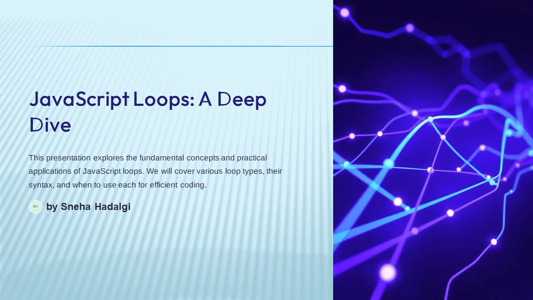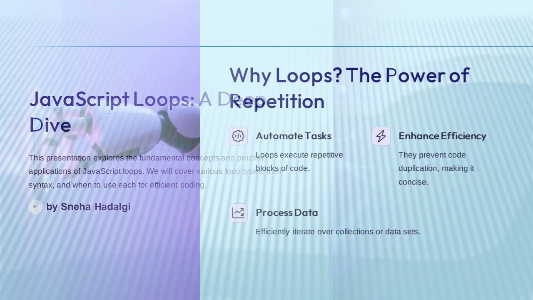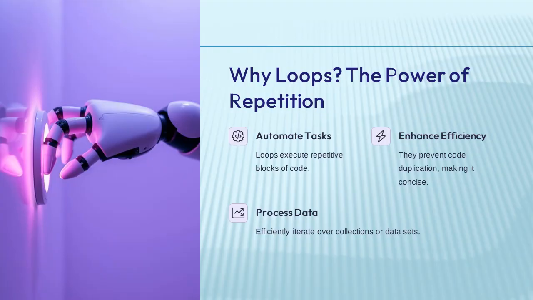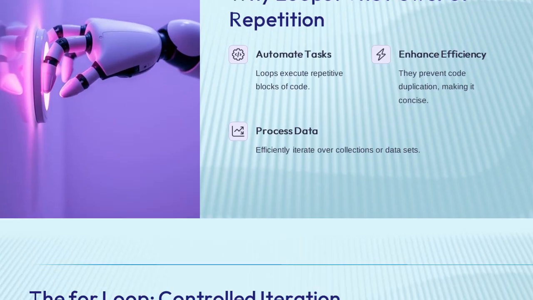What are loops? So, what exactly is a loop in programming? A loop is a way to repeat a block of code multiple times without writing it over and over. This helps save time and makes your code cleaner and more efficient. JavaScript gives you several types of loops, and each one is useful in different situations. As I said before, it keeps on repeating without writing it over and over. It automates tasks, enhances efficiency, and processes data.